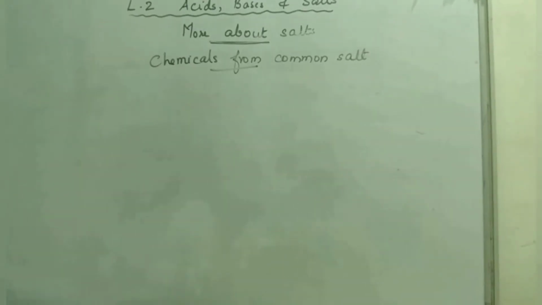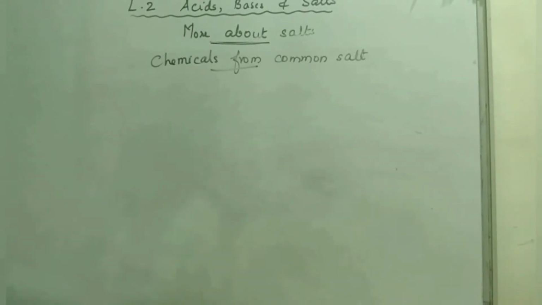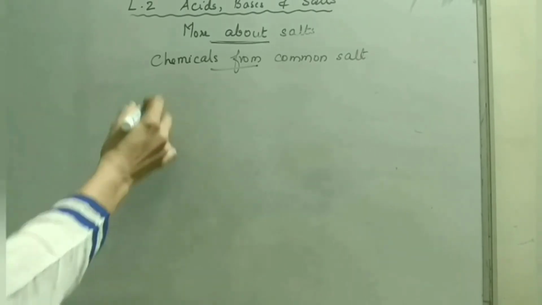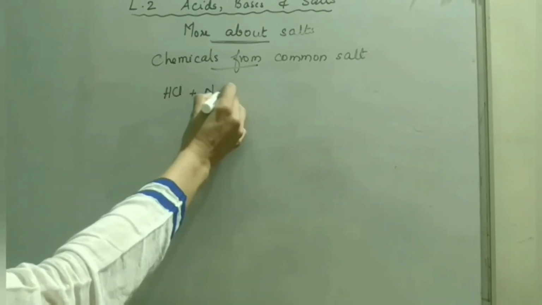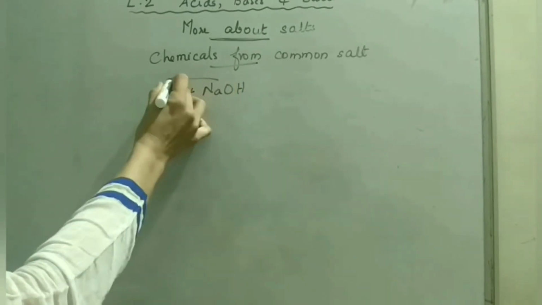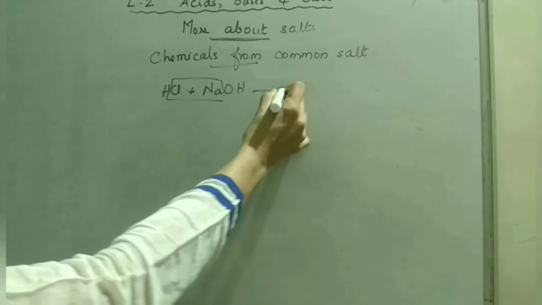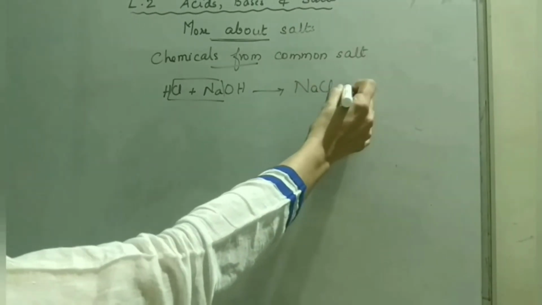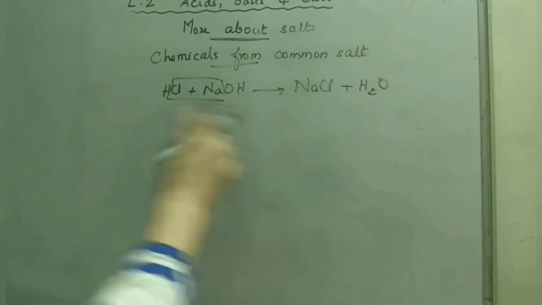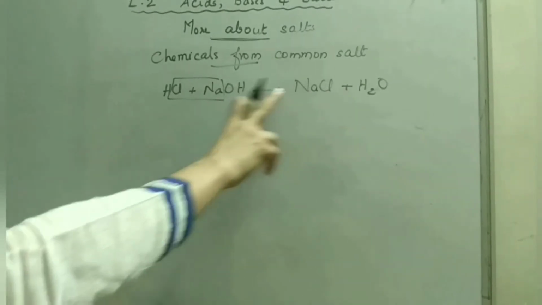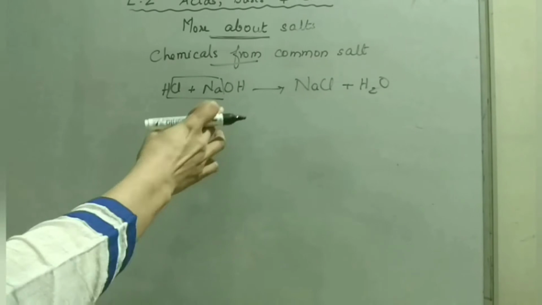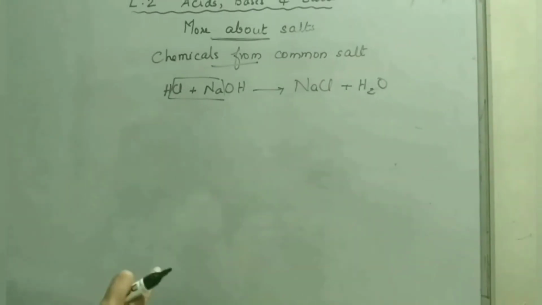Chemicals from common salt. We have already learned that salt is formed by the combination of hydrochloric acid and a base. Look at this: sodium and chlorine react to form NaCl plus water. We already learned that an acid reacting with a base gives salt and water. This salt we use in food.